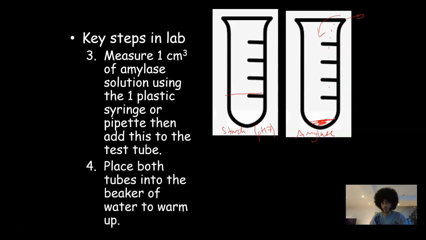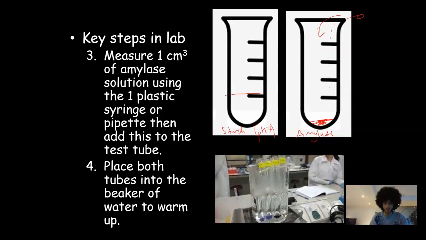And then what you do is you put both of those boiling tubes or test tubes inside a beaker of water to warm up. Now, the ideal temperature is 37 degrees. The reason for that is because that's the temperature of the body, and that's the temperature that most enzymes work best at. If they're not at that temperature, they don't work particularly well. So you want to control that temperature.